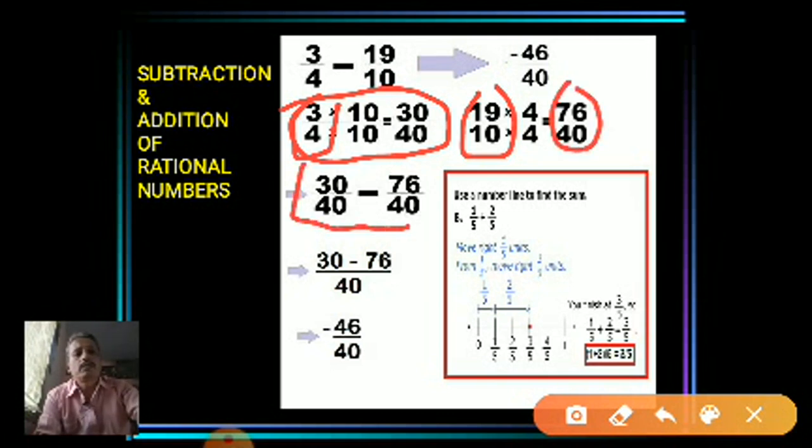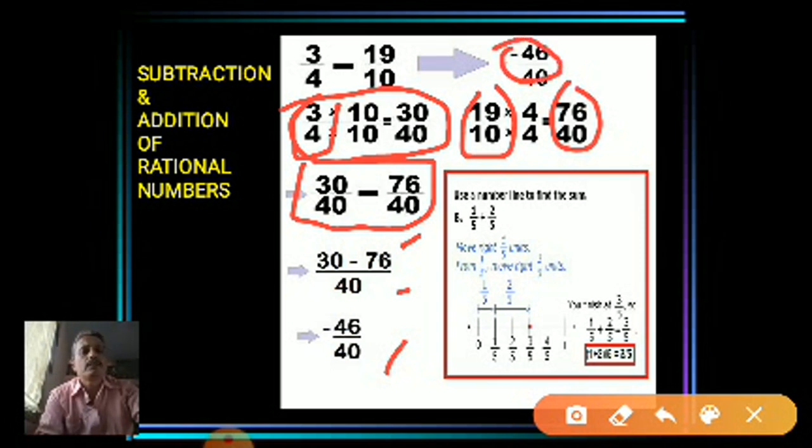Now I have the other two numbers, 30 upon 40 minus 76 upon 40. Very simple. Now the denominator is common. We can write 40 one time as the denominator, and in the numerator we subtract 30 minus 76. As we know, students of standard 8, when both numbers have different signs, we subtract: 76 minus 30 is 46. And the sign of the bigger number becomes the sign of the answer. So that's why the answer is minus 46 upon 40. My final answer is minus 46 upon 40.